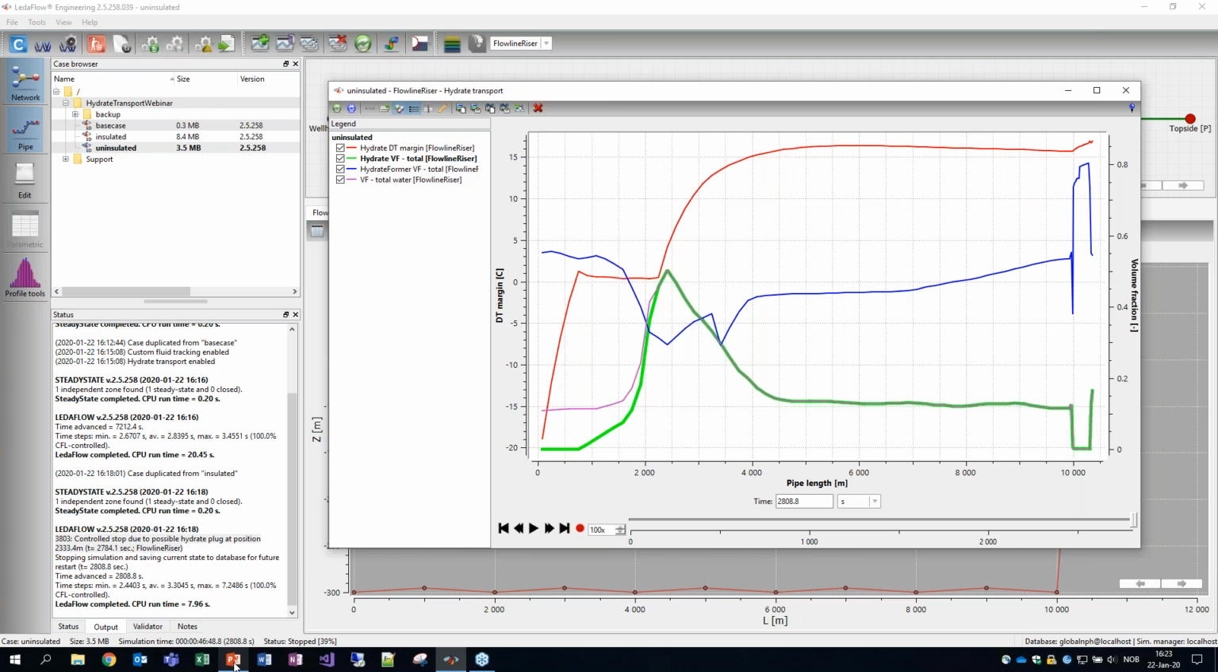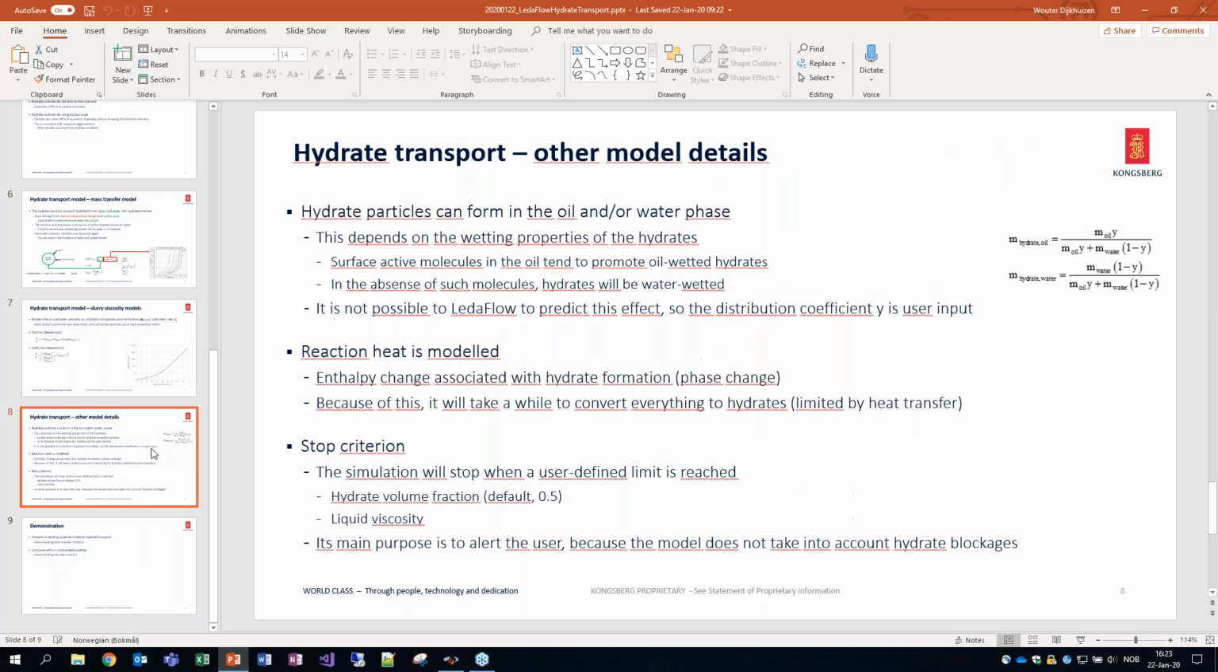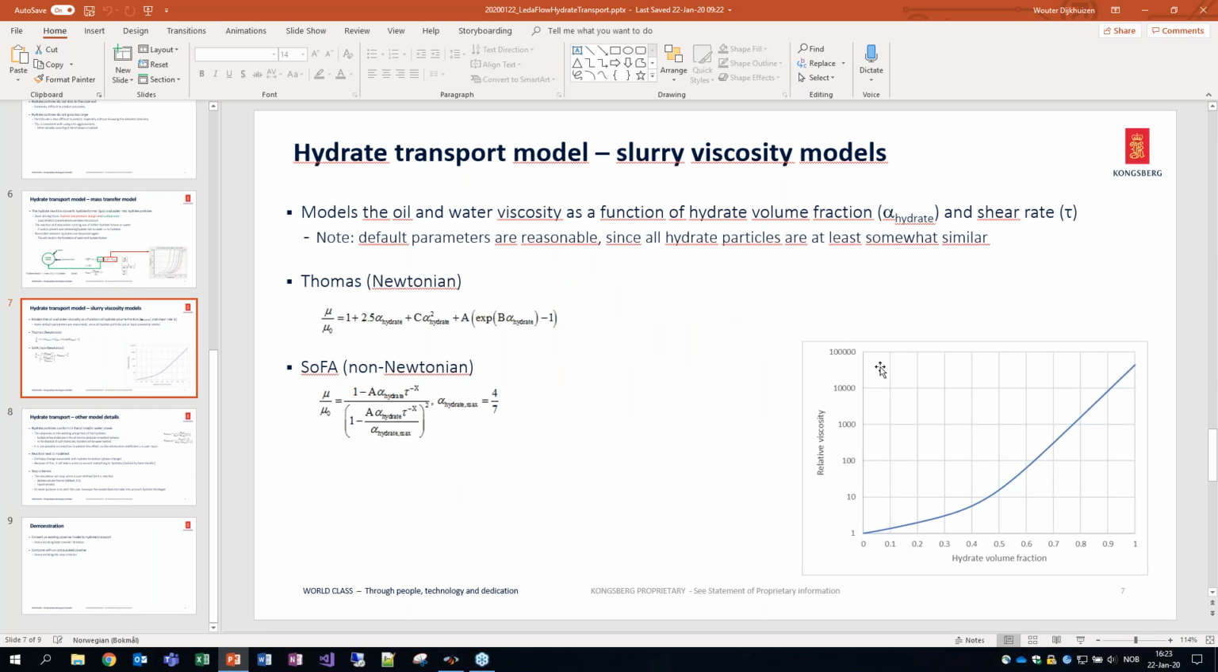Next question is, tau in the SOFA model is the shear? If so, what shear? Wall, local shear, interfacial? Yeah, that's the wall shear stress.